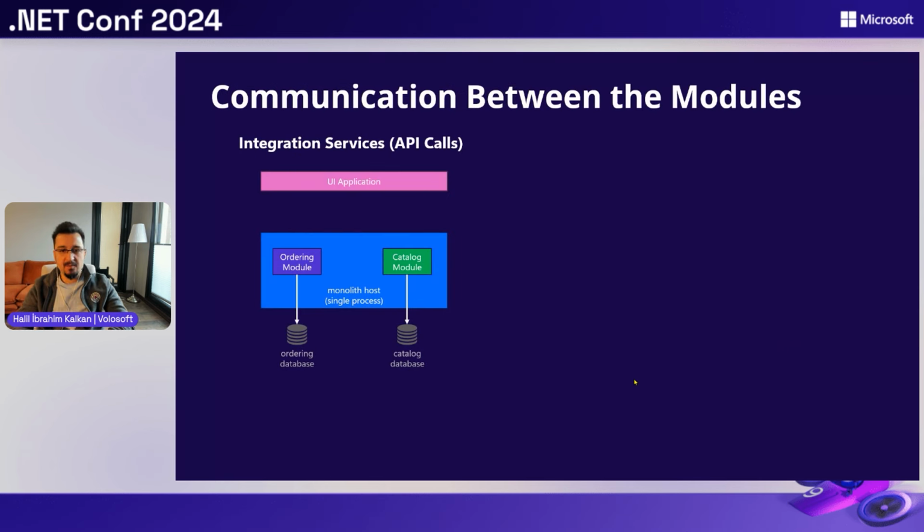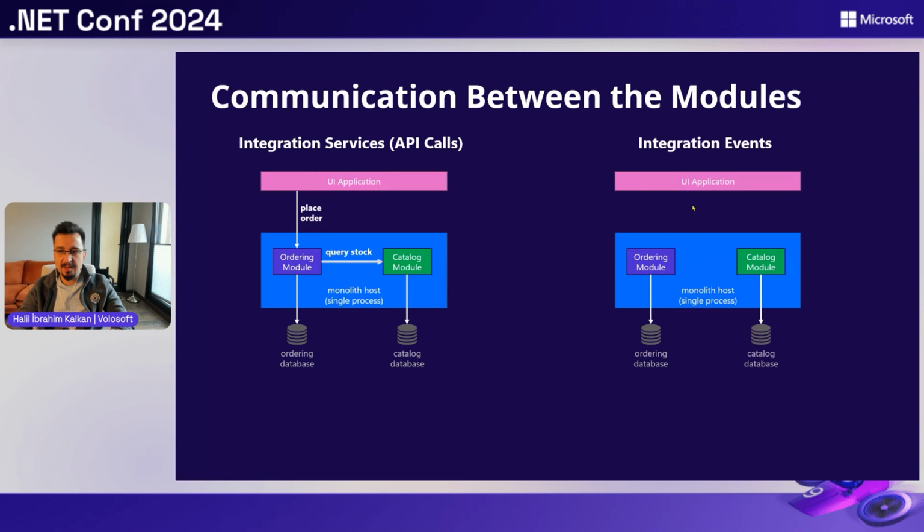When it comes to communication, there are two common patterns. The first pattern is API calls. For example, we place an order from the UI to the ordering module. It can make a query to the catalog module, as I explained before. The catalog module can check the database, return the response, and so on. This is request-response style communication.